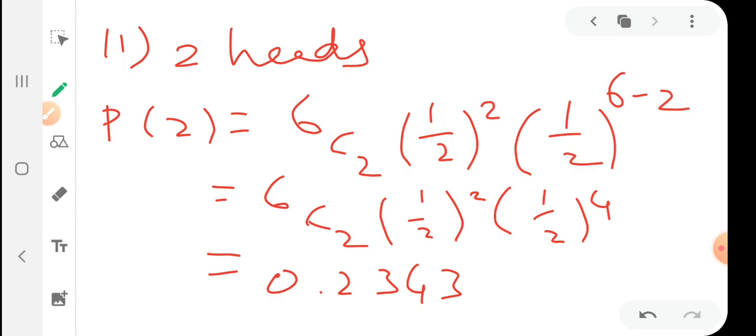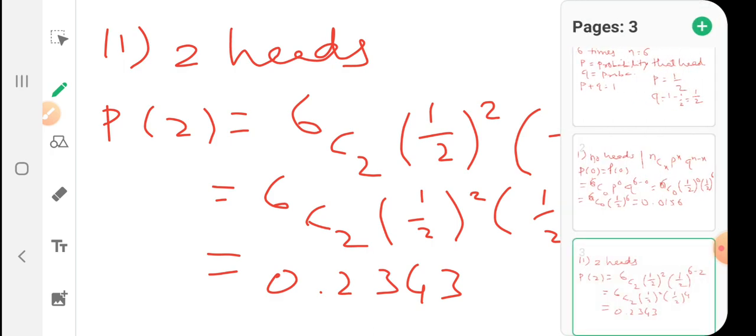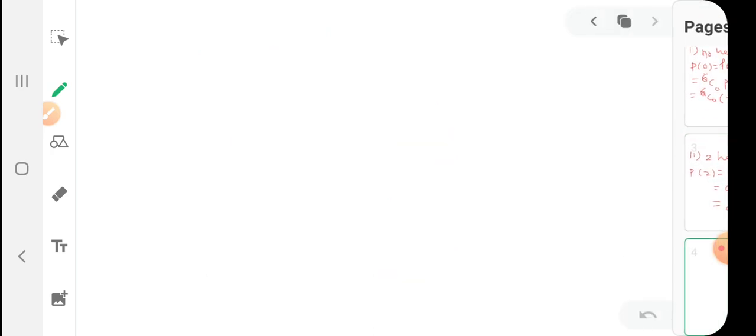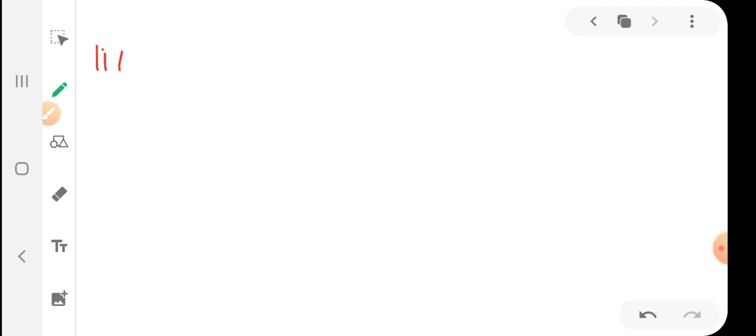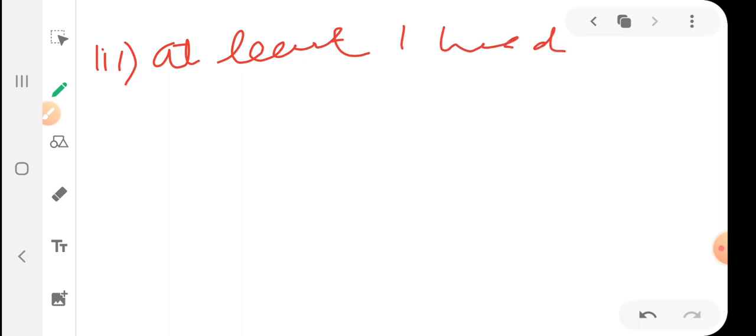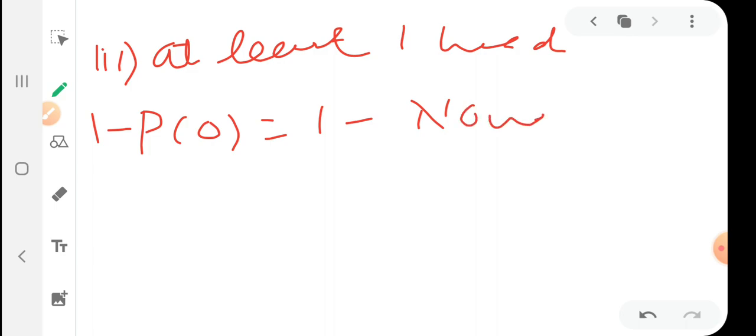Correct? Now the third one, at least one head. This is important. At least, at most, these questions are required. At least one head. At least one means minimum one head. So whenever the words at least one come, keep in your mind always 1 minus P of 0, 1 minus none. 1 minus none means at least one.